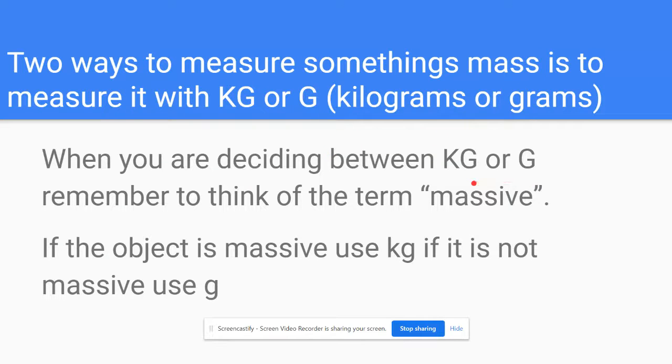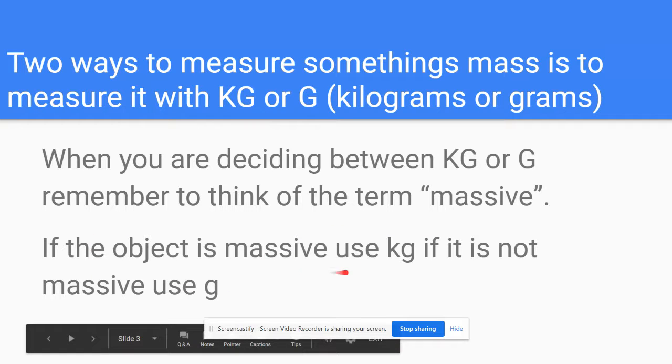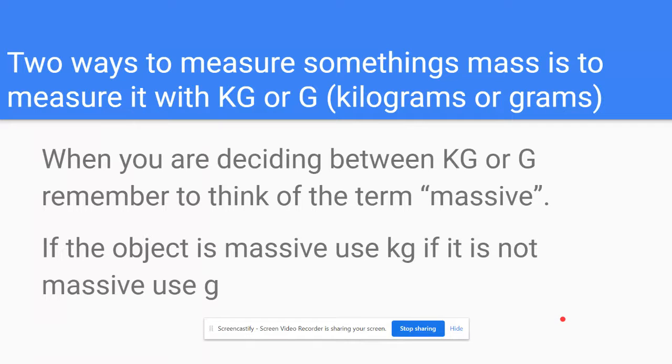When you're deciding between kilogram or grams, remember to think of the term massive. If the object is massive, use kilograms. If it is not massive, use grams. That might be hard to think about in the beginning, but I think it'll get easier the more you practice. Things that are generally pretty light, you use grams. Things that are generally heavy, you would use kilograms. So for a person, we would use kilograms. However, if you were to measure out some spices that you were buying at Bulk Barn, probably use grams.